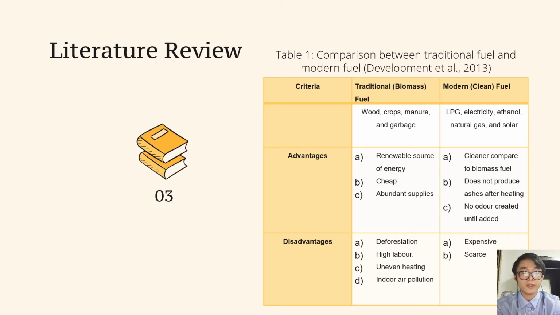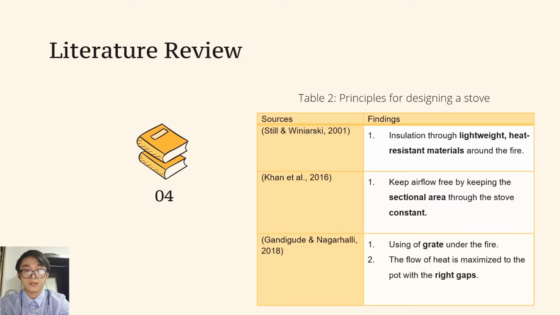The advantage of using this modern clean fuel is it is cleaner compared to biomass fuel. Then, it does not produce ashes after heating, and no odor is created. As for the disadvantage of using modern fuel, it is expensive and scarce. Table 2 shows the principles for designing a stove.